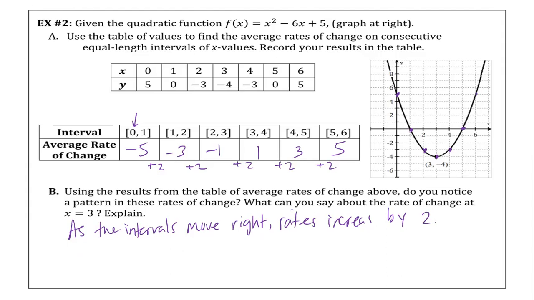The other thing I want you to point out is that there is a minimum here, and because there's a minimum, what does that mean is happening at x equals 3? At x equals 3, the average rate of change is going to be what? 0. Max and mins, their average rate of change is 0.